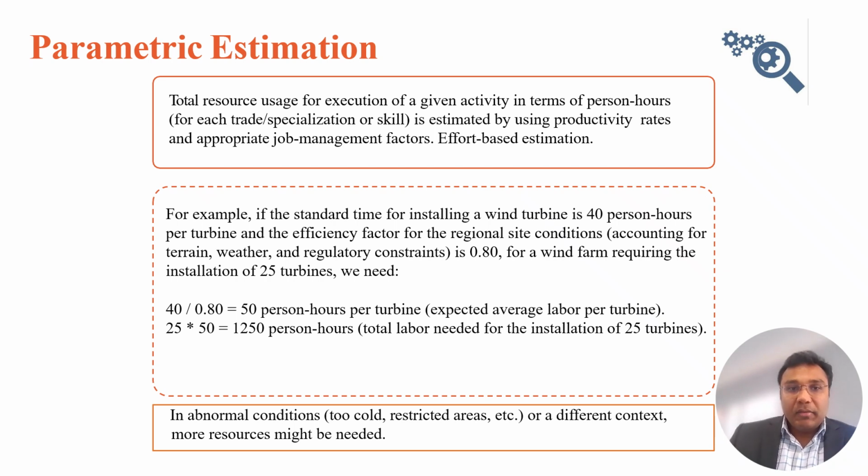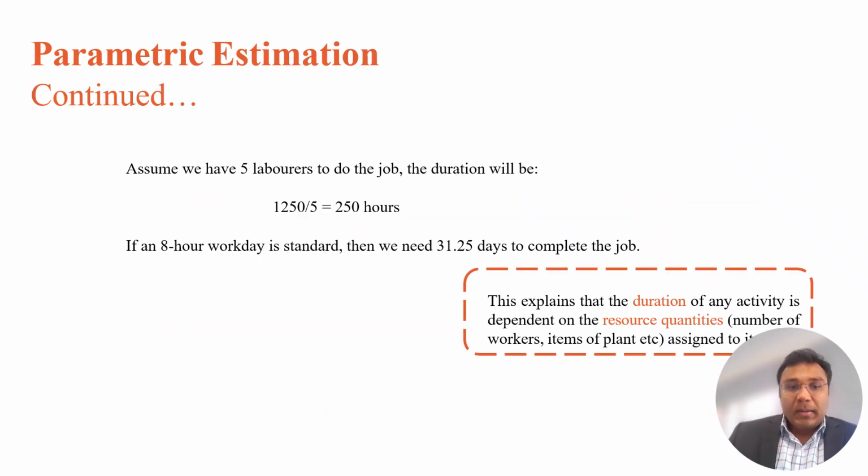Let's get into the different techniques. Another example in parametric estimation is, assume we have 5 laborers to do the job. It will give you 1250 divided by 5 people. You're hiring 5 people, you can do it in 250 hours. If you want to do it in less time, hire more people. If you take 10 laborers, it's going to be 125 hours. That's how you do your calculation. This explains that the duration of any activity is dependent on resource quantities. How much resource you have, you do it.